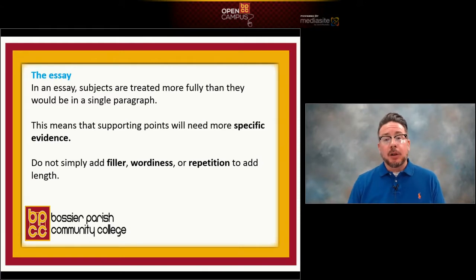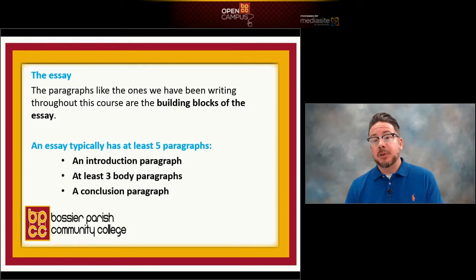But this means that all of these supporting points that we have, like when we did our pre-writing and our step 2 and we picked our best supporting points, we're going to need more specific evidence. We're going to need to take those supporting points to the next level. This might involve doing research. It might involve doing even more pre-writing to generate even more ideas, more specific evidence. We do not simply add filler or wordiness or repetition to add length.